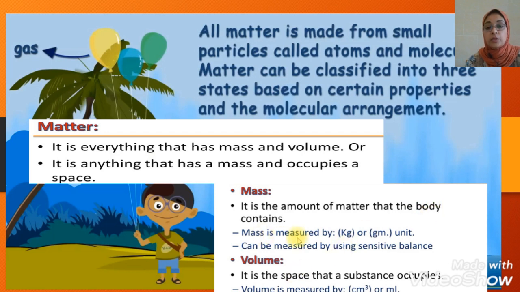What about the mass unit? Mass is measured in units like the gram and kilogram, and can be measured by a device like the beam balance or the common balance. What about the volume? The volume is the space that the substance, matter, or object occupies. So when an object takes up space, we can find out its volume. And the volume unit is the cubic centimeter or milliliter.